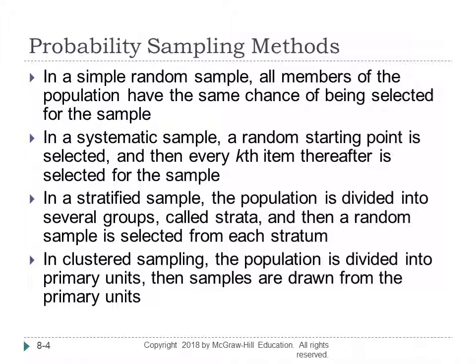The third type is called stratified sample. The population is divided into several groups called strata, and then a random sample is selected from each stratum. The fourth type is called clustered sampling, where the population is divided into primary units. Then samples are drawn from the primary units. We will see examples of each of these 4 different types of sampling.